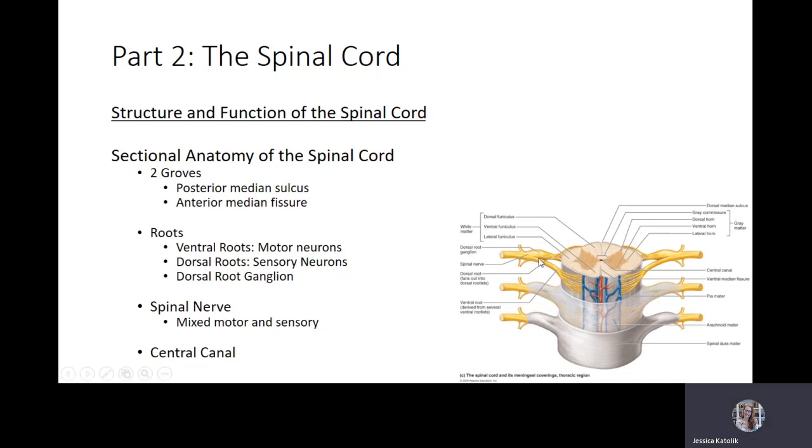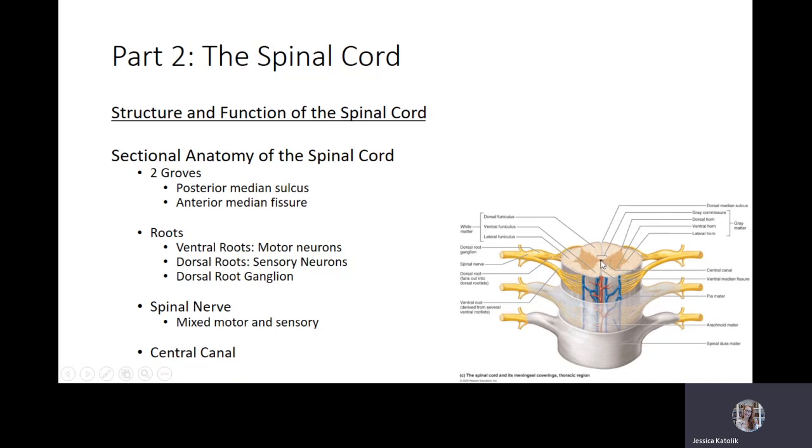This is the dorsal root ganglion. This is where the cell bodies of the sensory nerves are actually going to be located, right here. And then the dorsal side and the ventral side will fuse together to form the spinal nerve. The spinal nerve is mixed. It's going to contain both motor and sensory information.